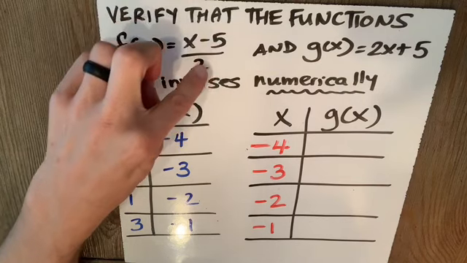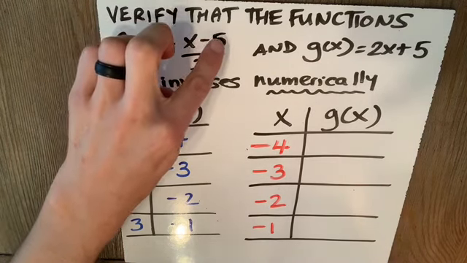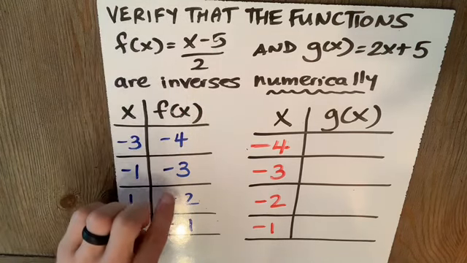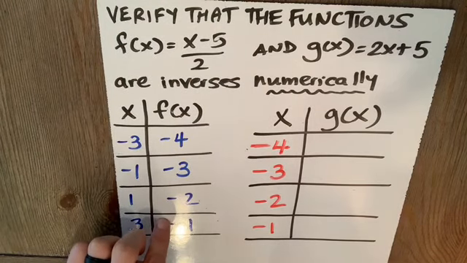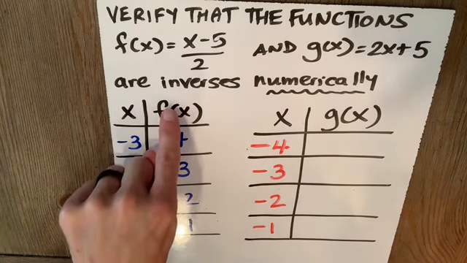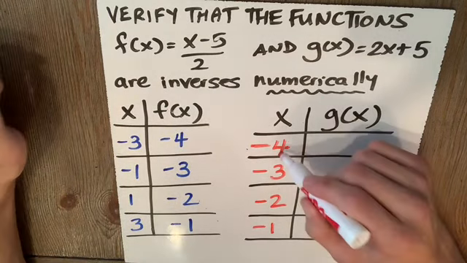-3 minus 5 is -8 over 2 is -4. If I plug in a -1, minus 5 is -6 divided by 2 is -3. 1 minus 5 is -4 divided by 2 is -2. 3 minus 5 is -2 divided by 2 is -1. Now, if I take those outputs, remember that little cloud drawing we drew? The outputs from f of x become the inputs of g of x if they're inverses.